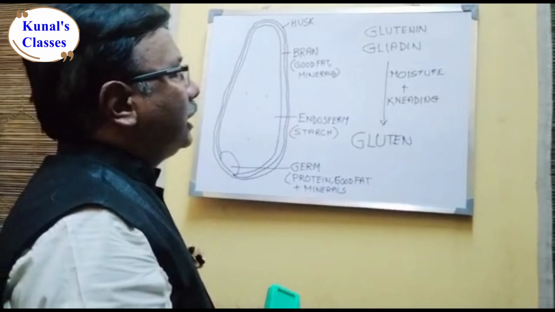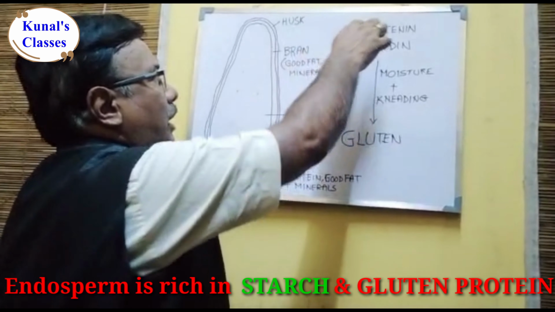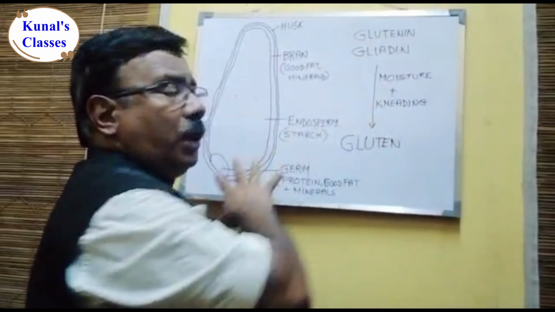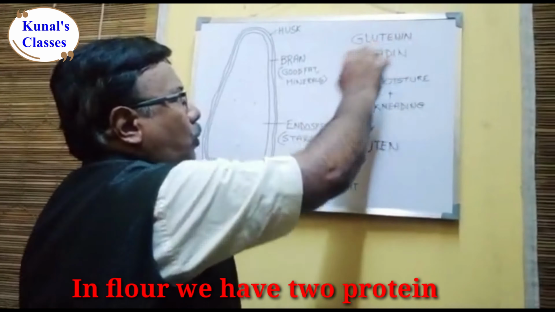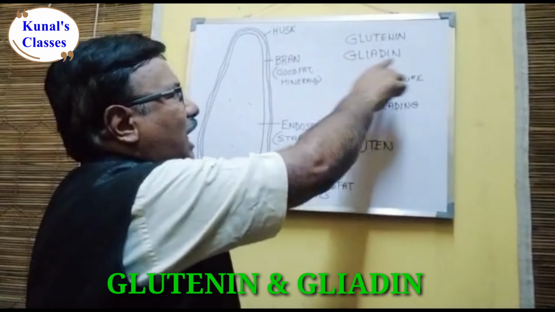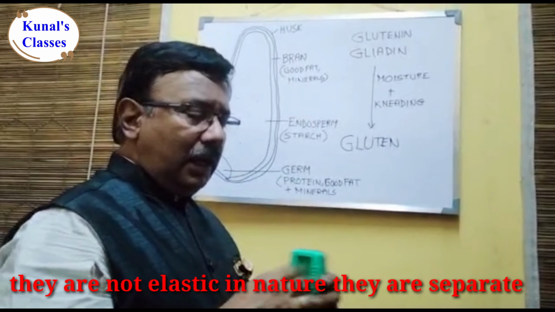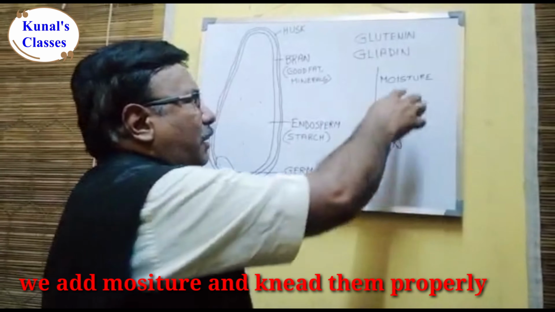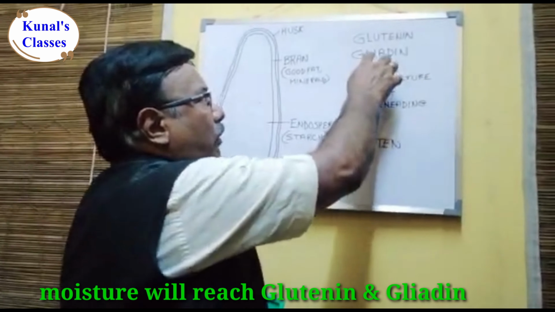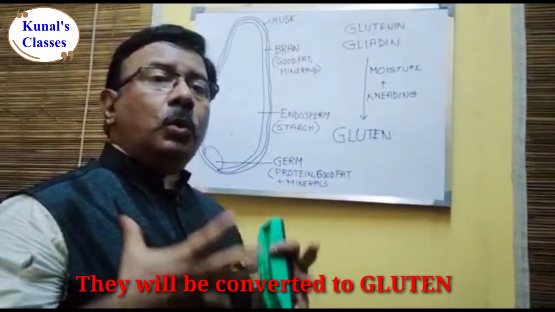Now another thing is this endosperm, this is rich in starch and gluten protein. How gluten is formed? In flour we have two protein, one is glutenin and one is gliadin. They are not elastic in nature, they are separated. When I add moisture and knead them properly, moisture will go to each and glutenin and gliadin, they will be converted to gluten.